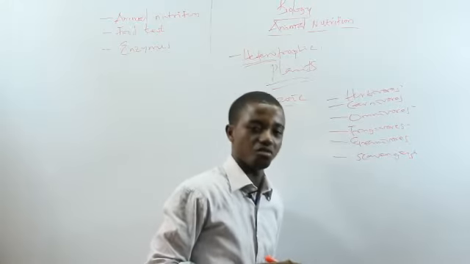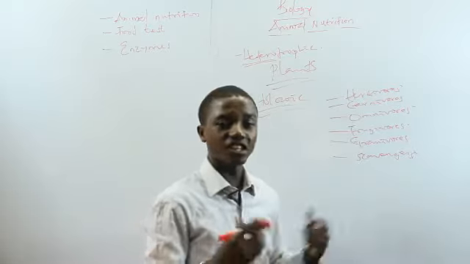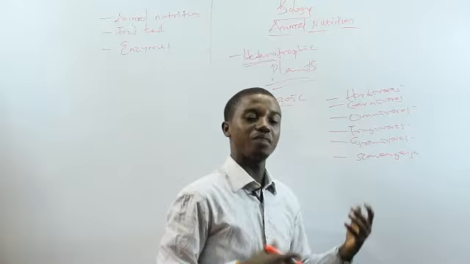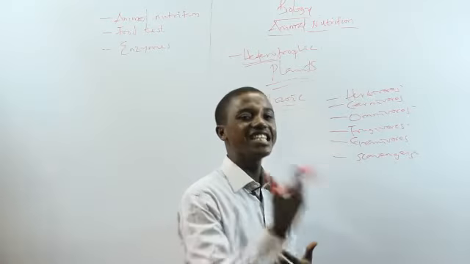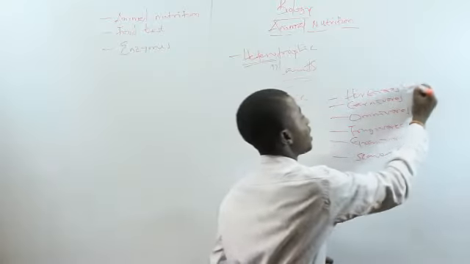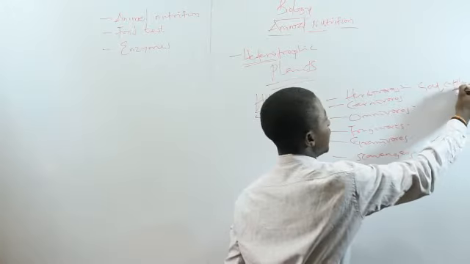What are herbivores? Herbivores are plant-eating organisms, organisms that feed on plants. Examples of herbivores are goats, cattle, etc.